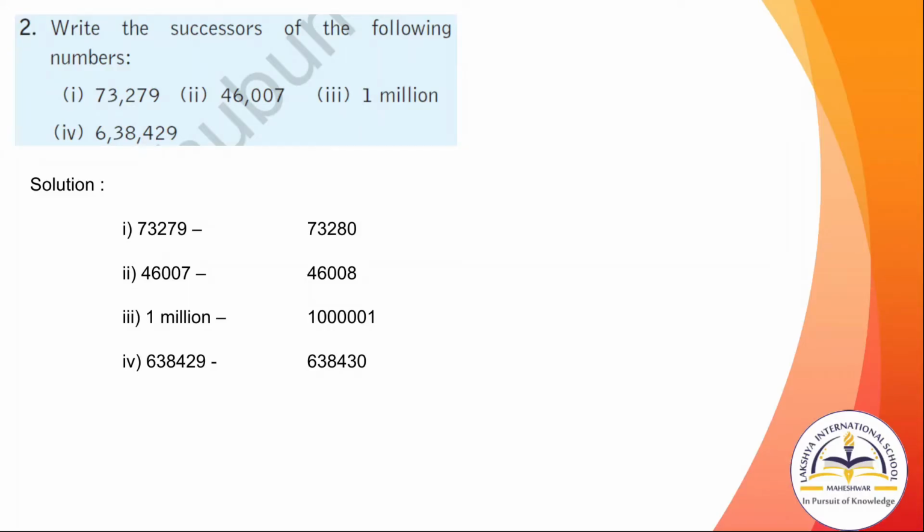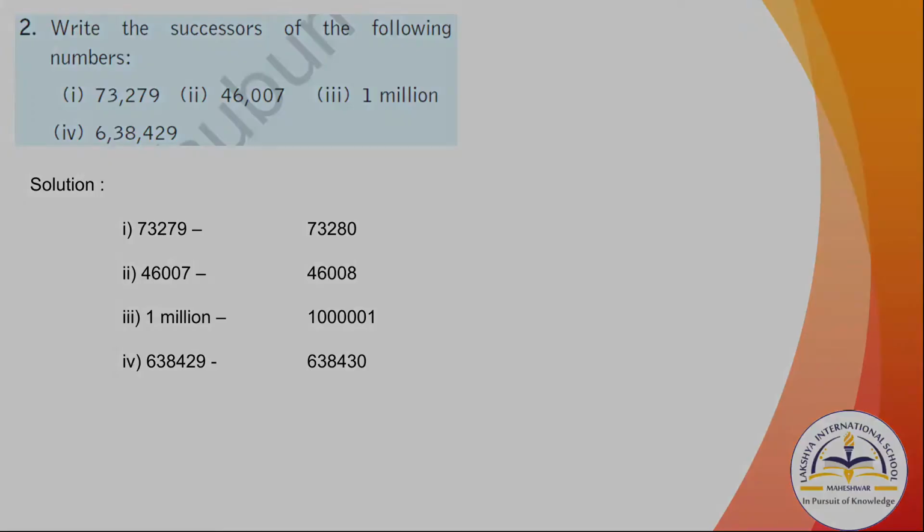Now question number 2: write the successor of the following numbers. Successor means we have to add one to the given number. First is 73279. In this question we just have to add 1 to the given number. So when we solve, you will get 73280. This is our answer. Now the second, 46007. Our answer will be 46008. In this manner you have to solve.